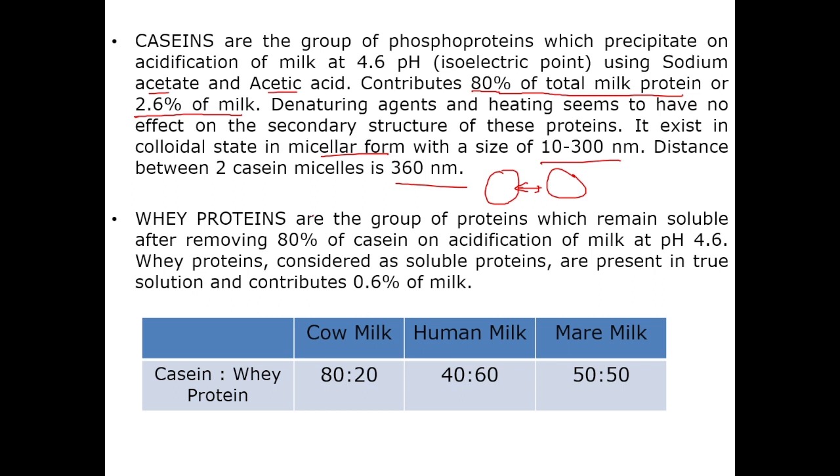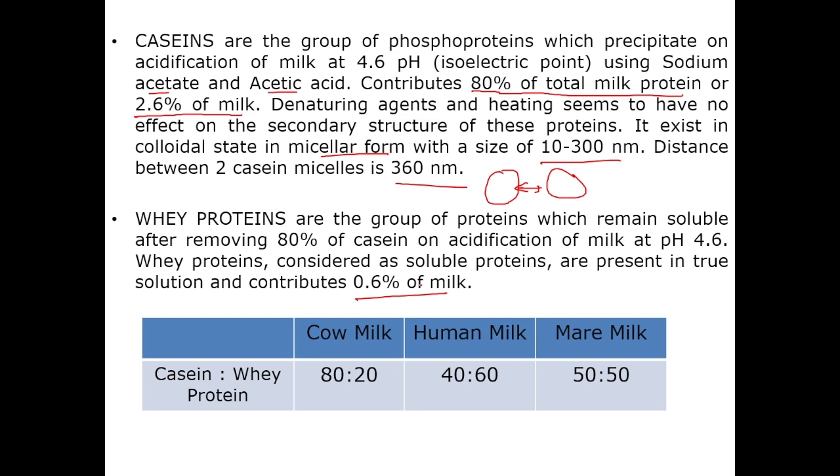Now coming to whey proteins, how do you define whey proteins? Whey proteins are defined as a group of proteins which remain soluble after removing 80% of the casein on acidification of milk at pH 4.6 using sodium acetate and acetic acid. As we know, when we adjust the pH of milk to 4.6, the casein gets precipitated, and the proteins which remain soluble are termed whey proteins. They are soluble proteins present in solution and contribute 0.6% of the milk.